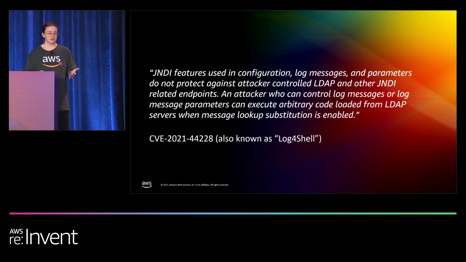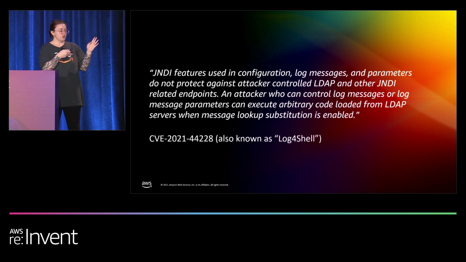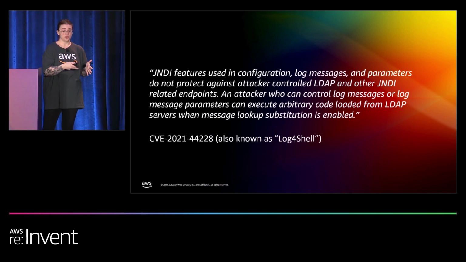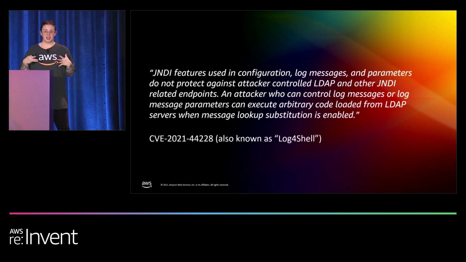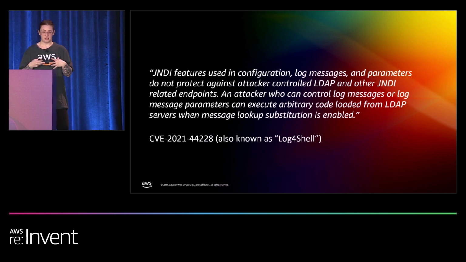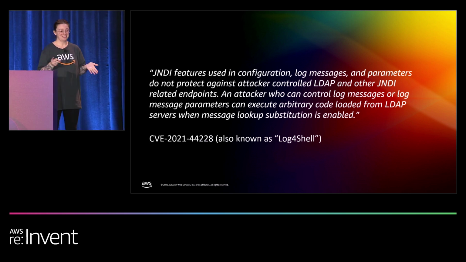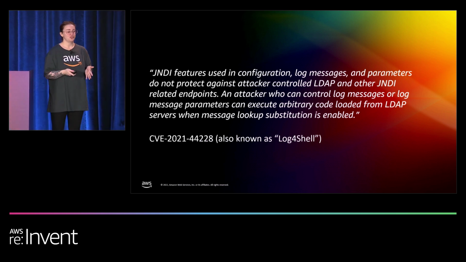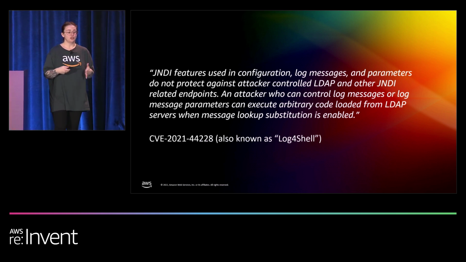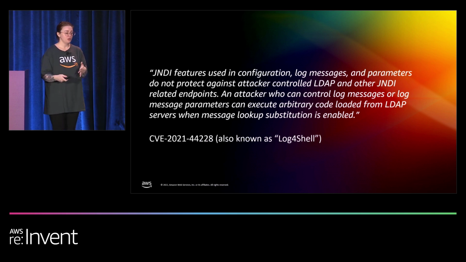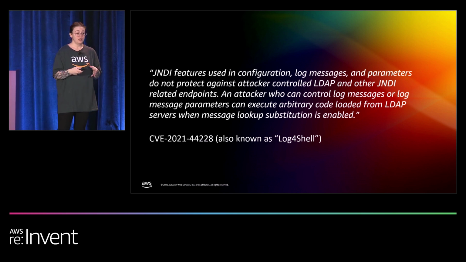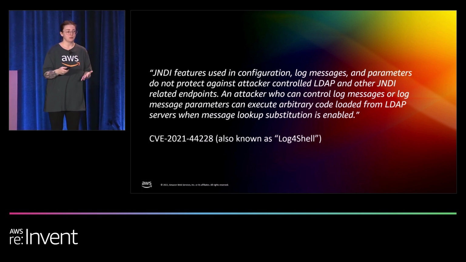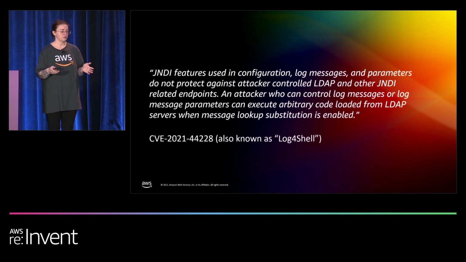Basically, you can use parts of the JNDI tool, the Java Naming and Directory Interface, and it doesn't control against input that you don't want. What that means in plainer terms is that if I can control log messages, or I know what parameters are passed as part of a logging message and what you're doing with those, I can use them to execute arbitrary code from wherever I am. So, remote code execution.